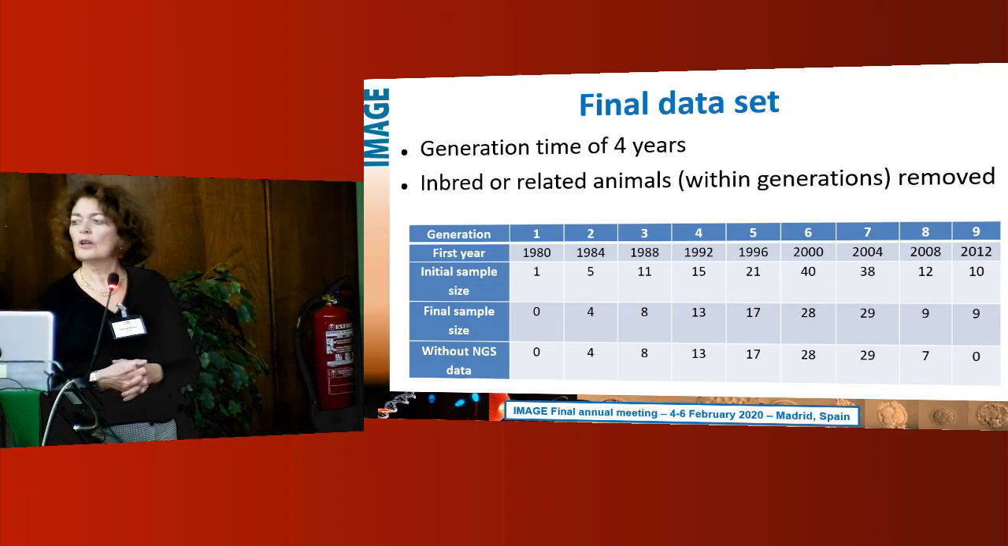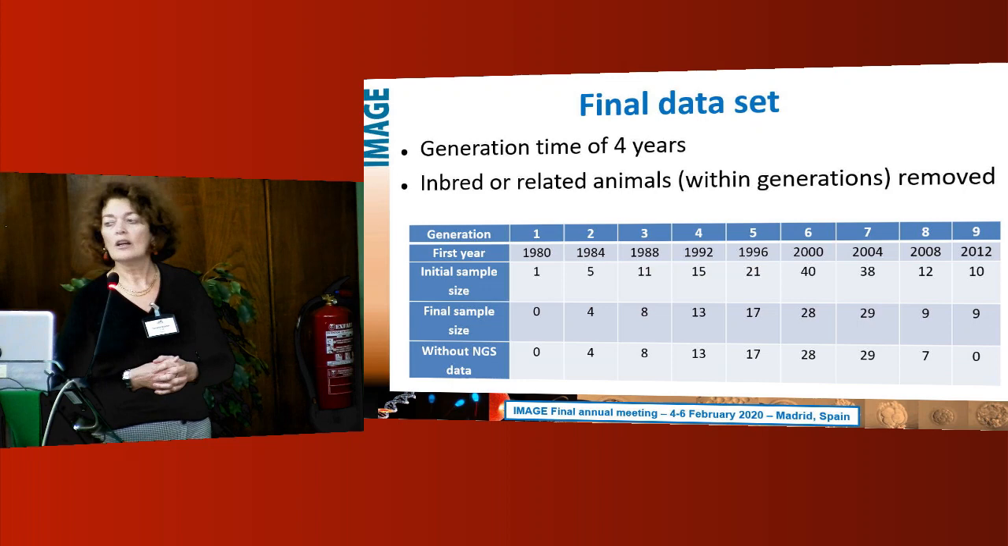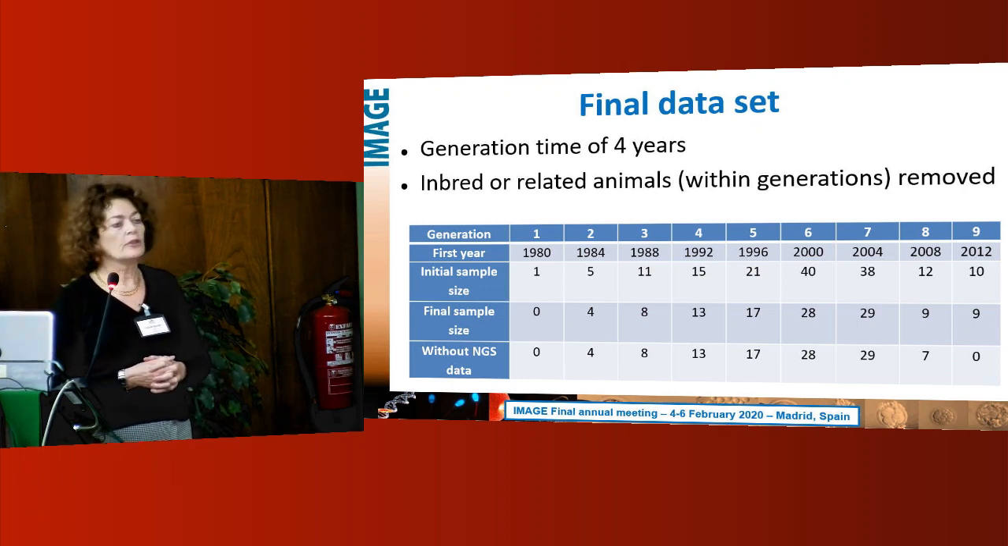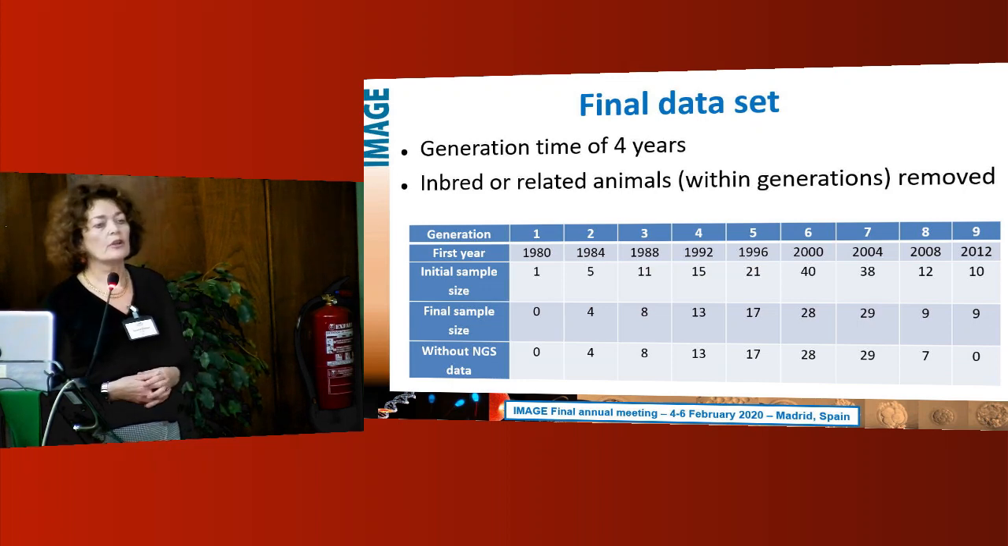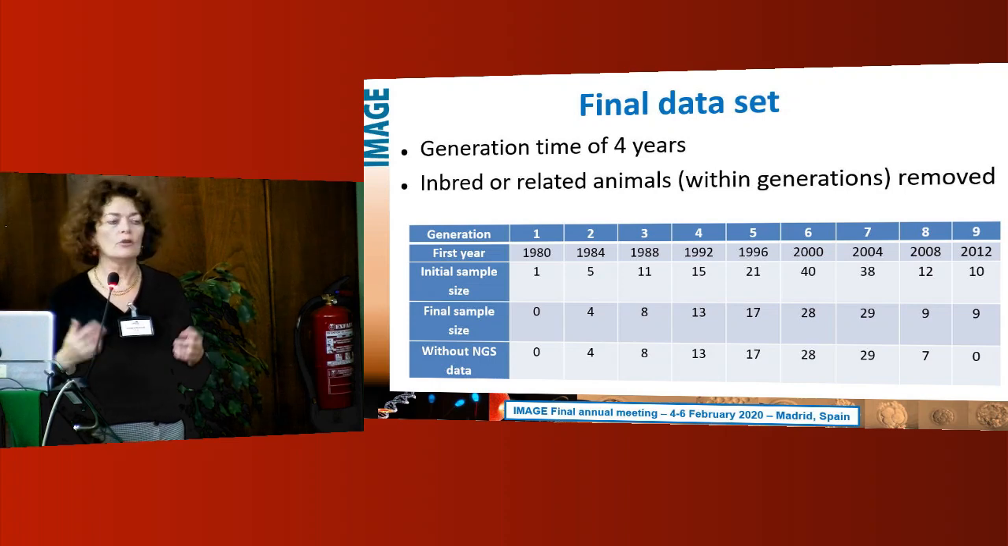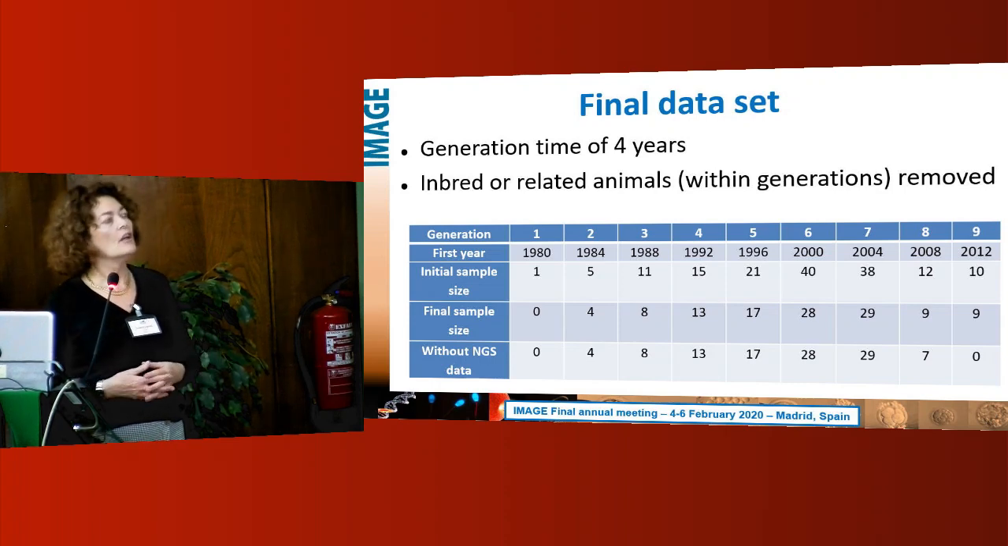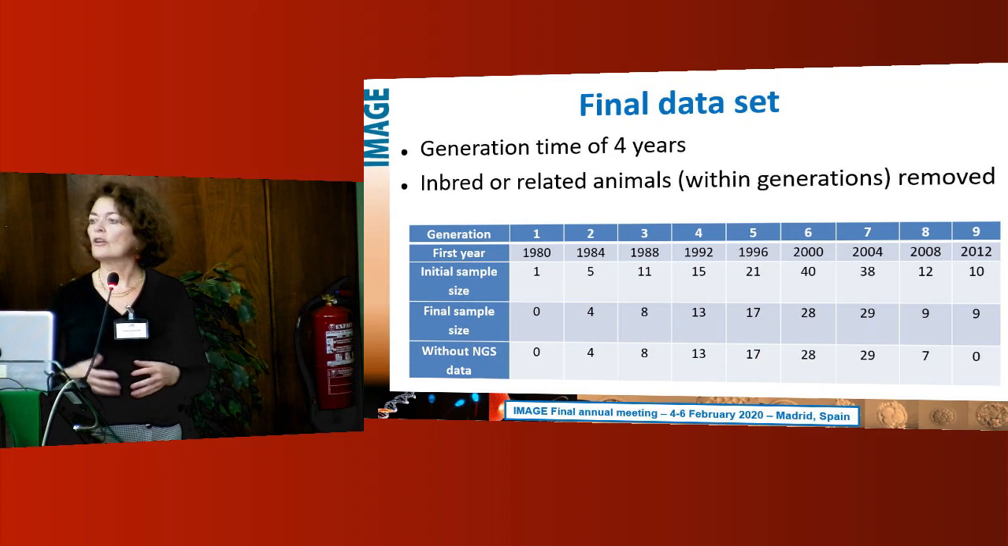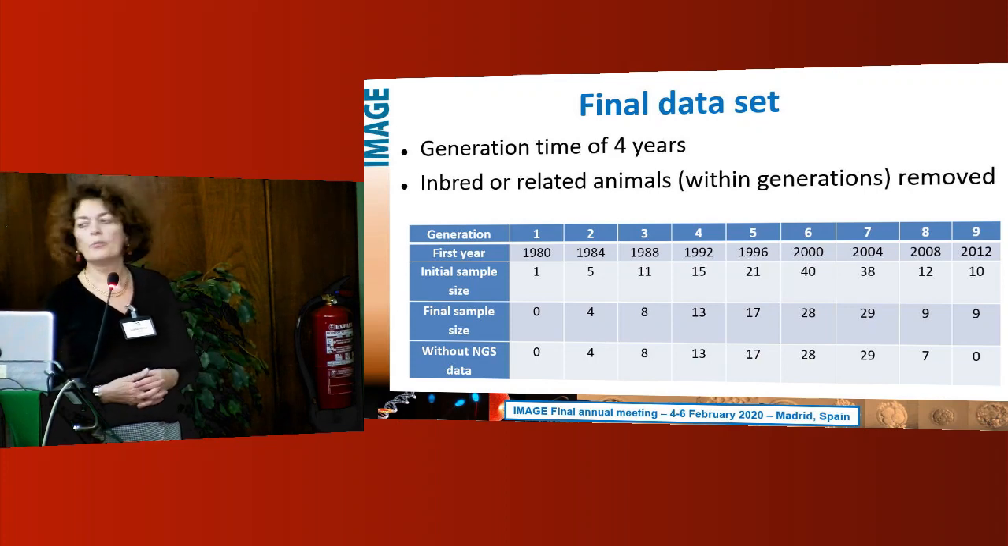We tried to adjust for the hypothesis, also under the Wright-Fisher model. We tried to eliminate all the animals which were inbred above 1.07 and the related animals which had a coancestry above 0.1.